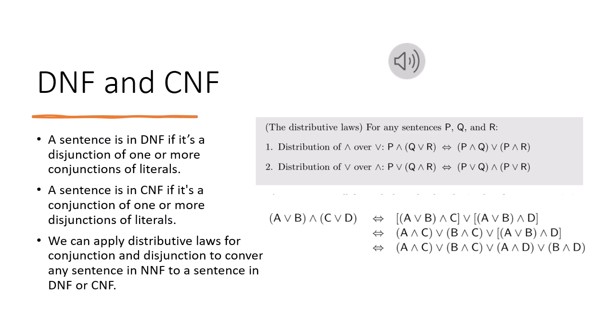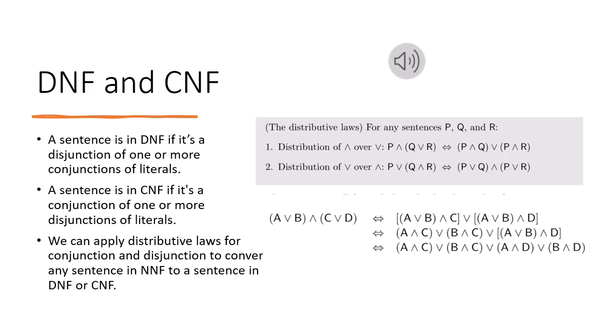That's a bit of a mouthful, but much like we use De Morgan's law and the double negation law, here we can use the distributive laws for conjunction and disjunction to rewrite sentences in this format, provided that we've already put them in negation normal form. A sentence is in conjunctive normal form if it's a conjunction of one or more disjunctions of literals. Again, we can just continue to apply the distributive laws to move that negation normal form into either DNF or CNF.